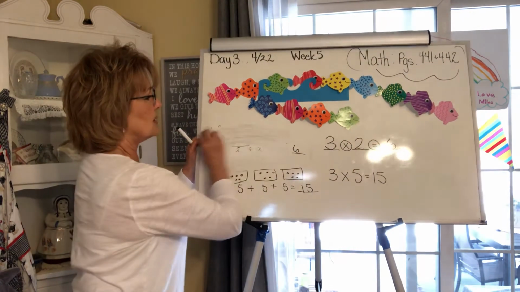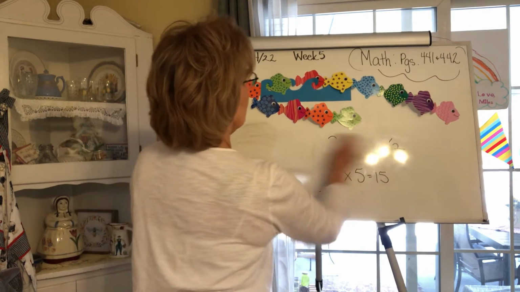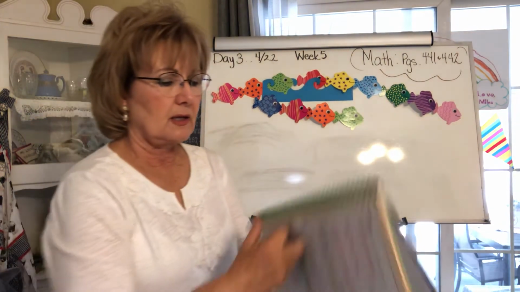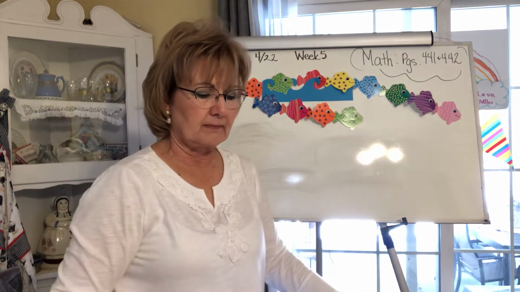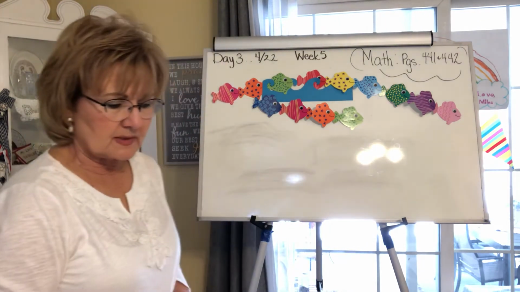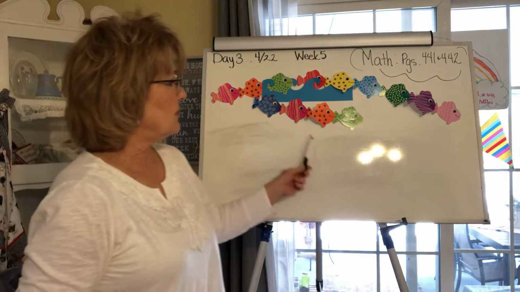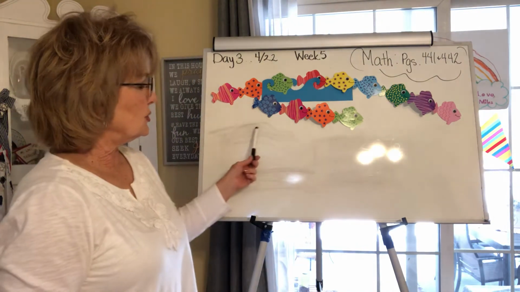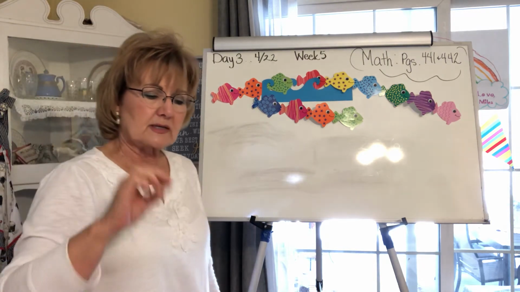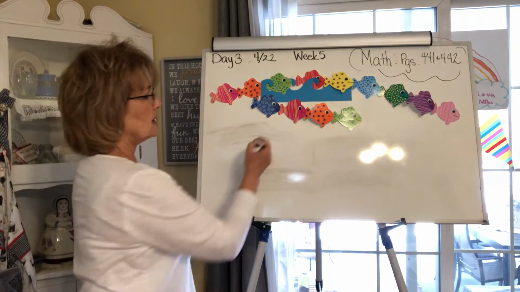Good. I'm going to erase this while you go ahead and turn to the next page, page 442. And that is what you are doing, okay? So number 1 says 5 groups of 2. It looks like they already drew the groups, right? So you draw 1, 2, 3, 4, 5 groups with 2 in each group. You've got 2 plus 2 plus 2 plus 2 plus 2, 2, 4, 6, 8, 10. 10 is the answer.